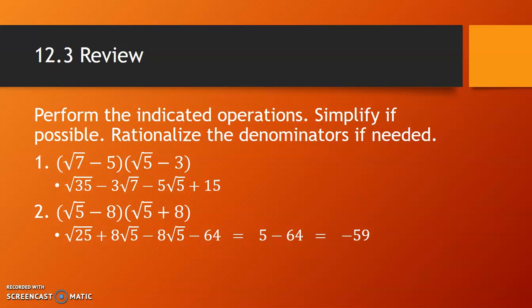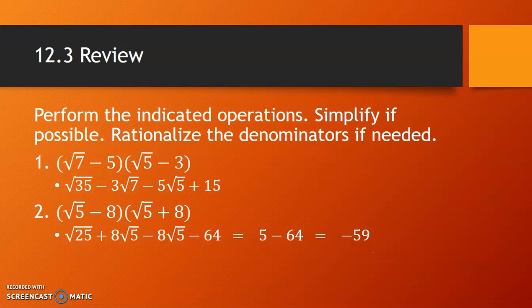For the second one, we did talk in class about how if you've got something like this one where they're the exact same except one has a subtraction sign and the other one has a positive sign, when you FOIL, we would do the same steps. So radical 5 times radical 5 is radical 25. The inside and outside terms are going to be the exact same, but they're going to have opposite signs. So notice how I have positive 8 radical 5 and then negative 8 radical 5. So these are actually going to cancel each other out. And then I have minus 64. I can simplify the square root of 25 as 5. So I end up with 5 minus 64, which ends up just being negative 59.